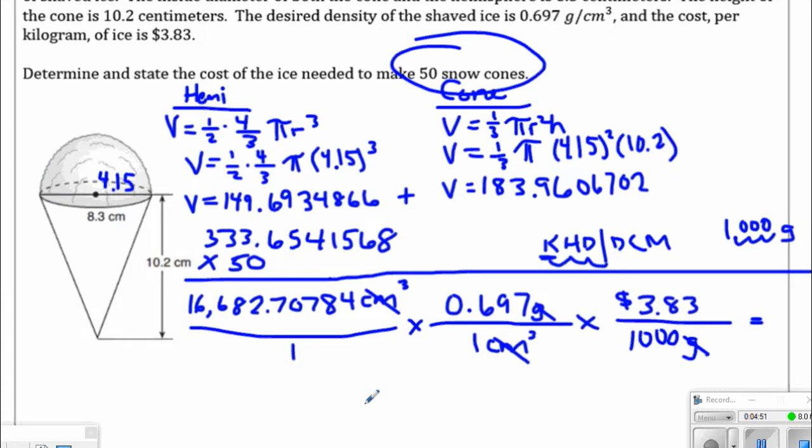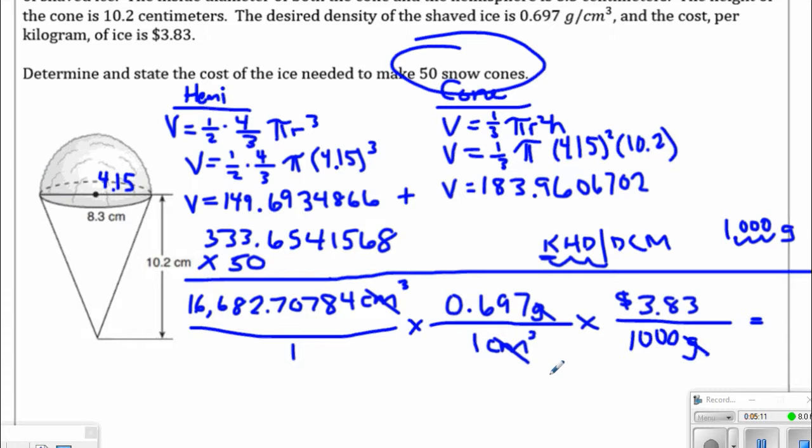So in the calculator, I'm taking that number, which was the volume. I'm multiplying it by 0.697 straight across. Then I'm multiplying by $3.83. On the bottom, it's 1 times 1 times 1,000. So really, I'm going to take whatever I got for that and divide by 1,000. You can show more work. I usually just put it all in the calculator.